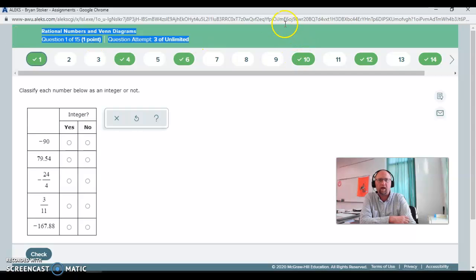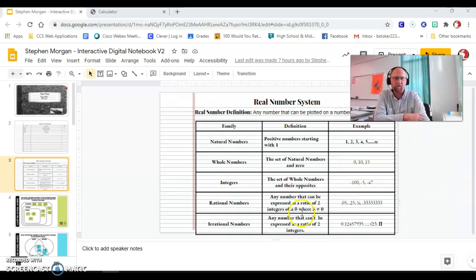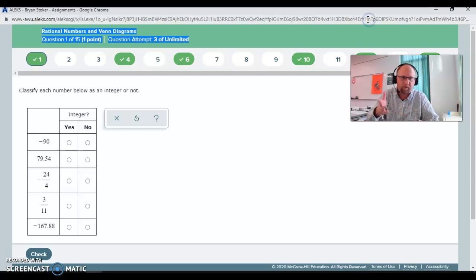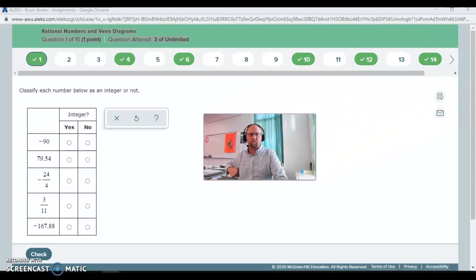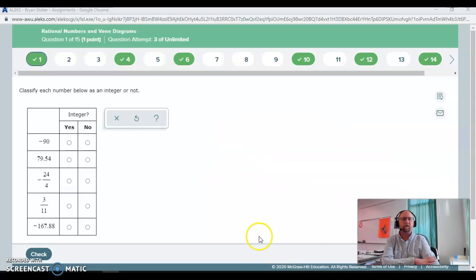You are going to want to have probably your interactive notebook out so you can review your definitions if need be. And then lastly, remember that everything I'm showing you here is just a way to solve the problem, and what you're seeing here on my screen isn't what you see on your screen. So let's go ahead and try to get through this.